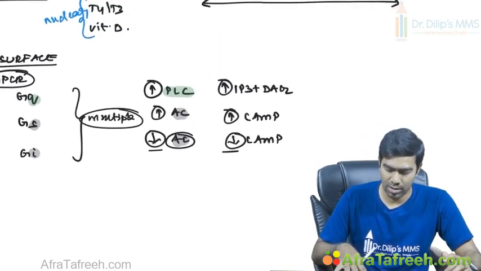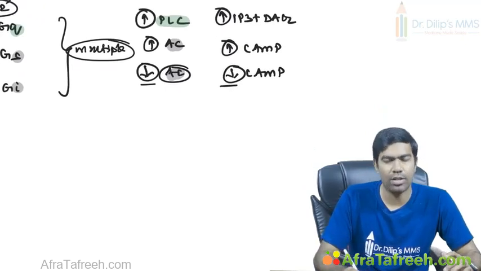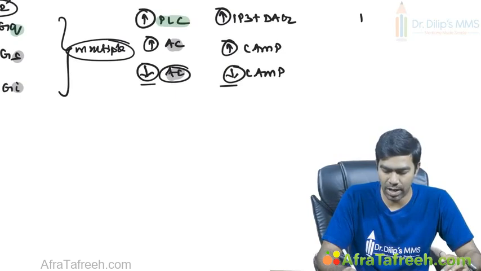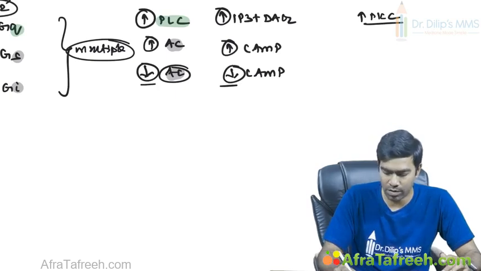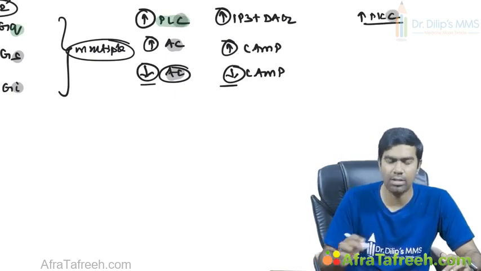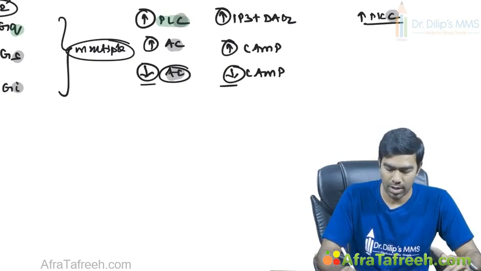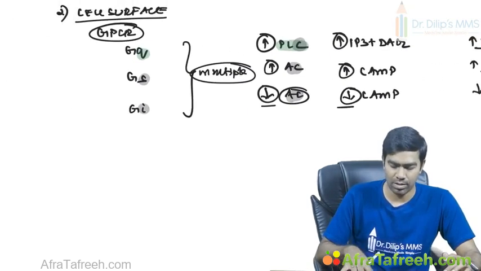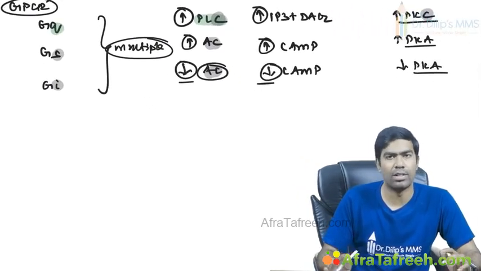What are the terminal proteins that are activated? In GQ type IP3 DAG, the terminal protein that is going to be activated is the protein kinase C. Clear? You can remember by phospholipase C, protein kinase C. That's the mnemonic. And here protein kinase A will be activated. Here the activity of protein kinase A will be reduced. Clear? So these are the terminal proteins.